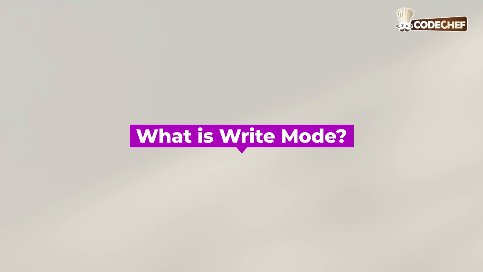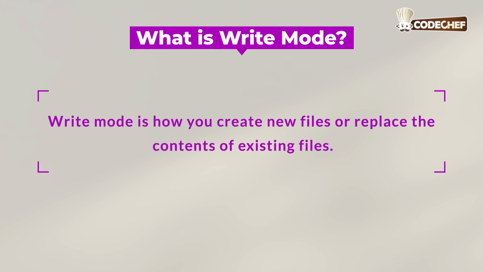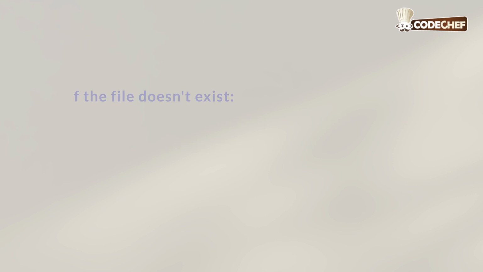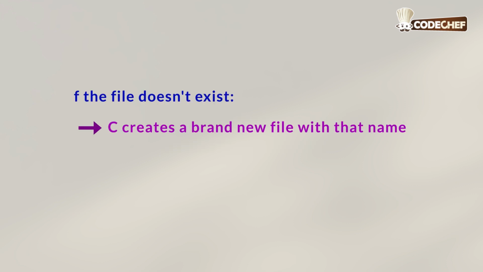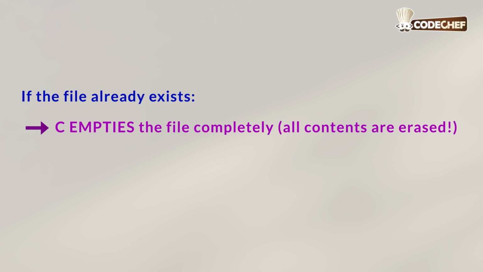What is write mode? Write mode is how you create new files or replace the contents of existing files. When you open a file in write mode using the w flag, two things can happen. One, if the file doesn't exist, C creates a brand new file with that name. You can then write data to it. Or, if the file already exists, C empties the file completely, which means all contents are erased, and then you can write new data to it.